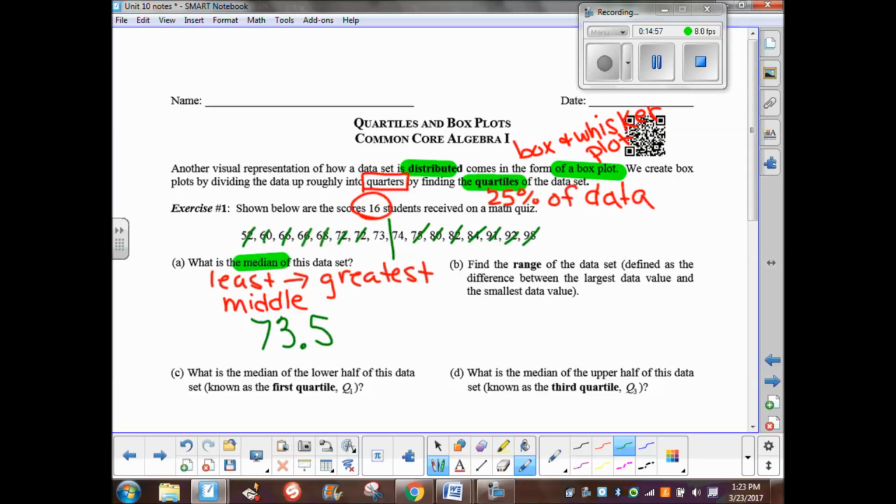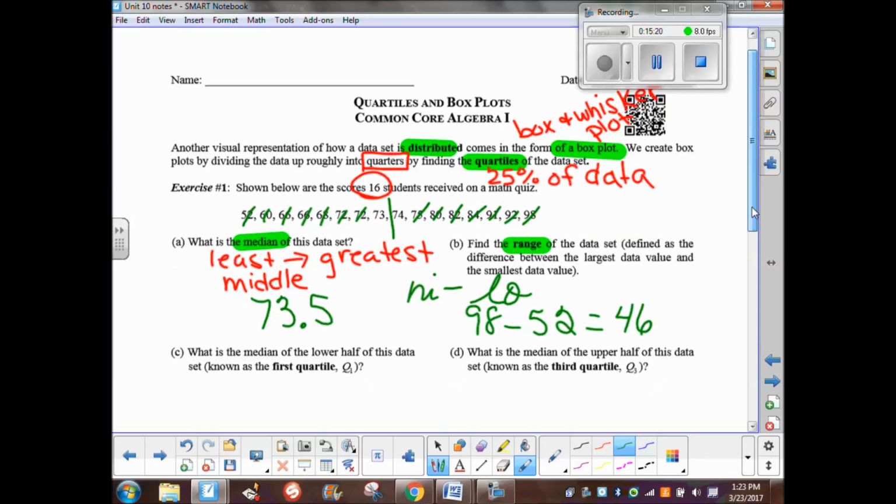Find the range of the data set, which is the difference between the largest and the smallest. We did that in our last lesson, so high minus low. What is it, 98 minus 52, which is what? 46. So we got the range.